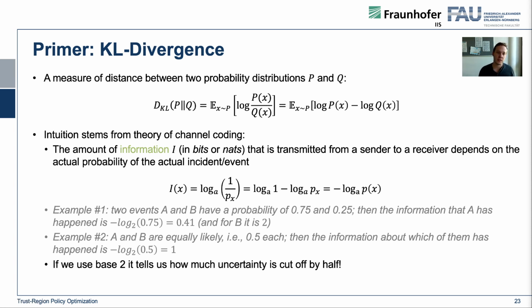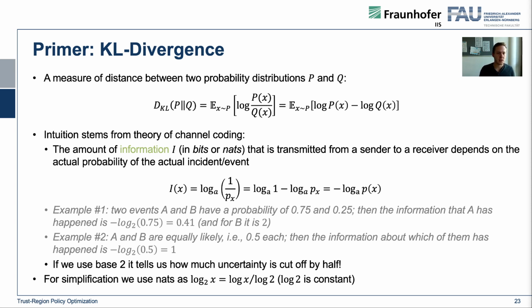So if someone tells you that B has happened, this provides much more information than if someone tells you that A happened, because you would assume that A happened anyway. Another example is if A and B are equally likely, so both have a 0.5 probability of happening. Then the information about which of them has happened is minus log to the base 2 of 0.5, which is 1. So if you're using base 2, this tells you how much uncertainty is cut off by half if you get this information.